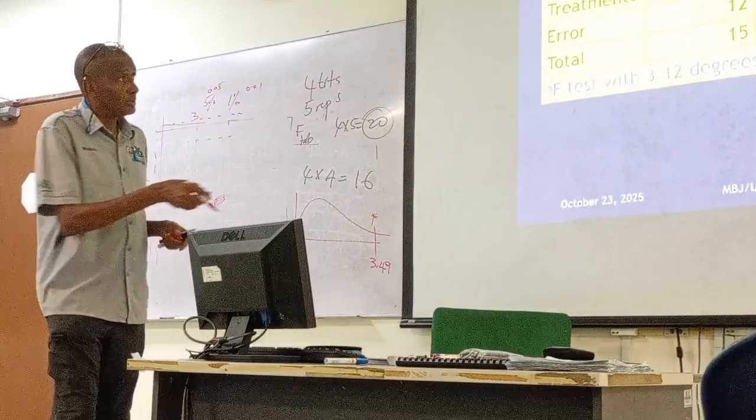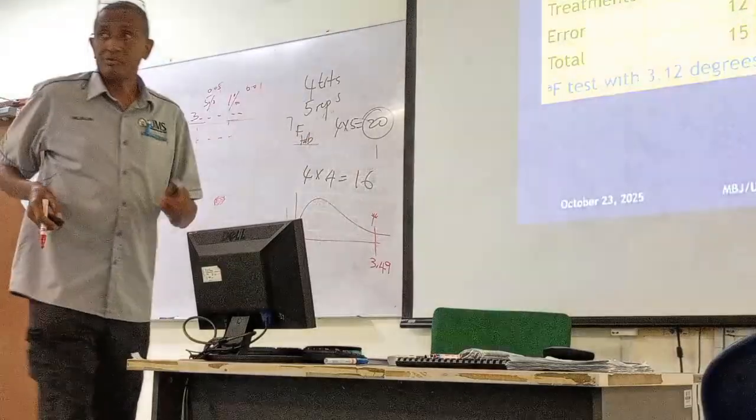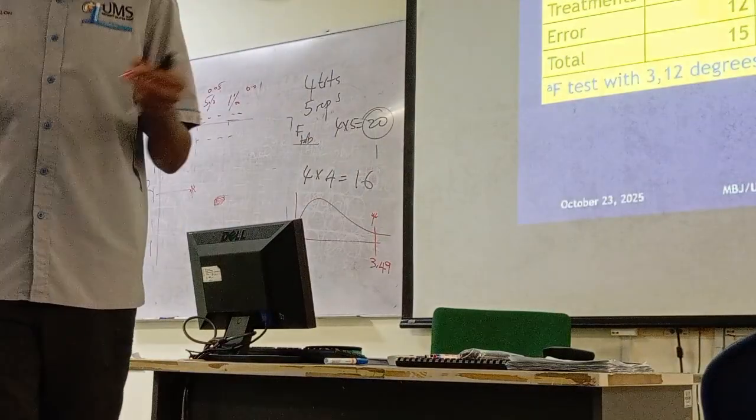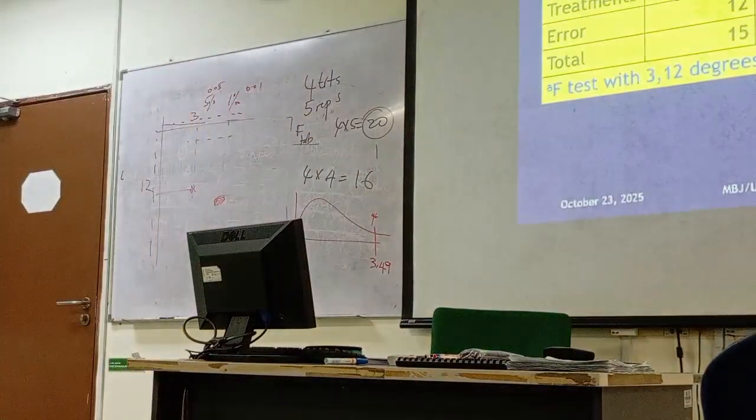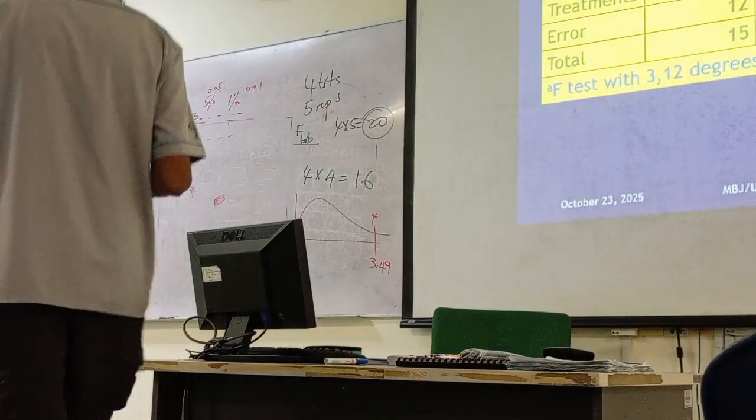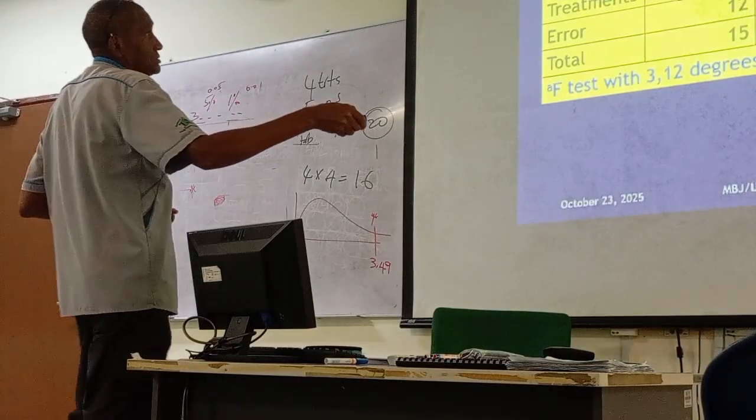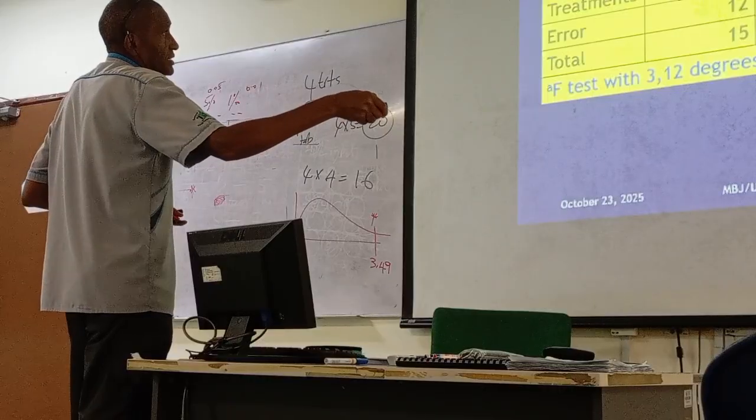This number here, 3.49, is for 5%. 1% will be different. Okay, so once you know this number, then you can compare with this one, your F calculated.